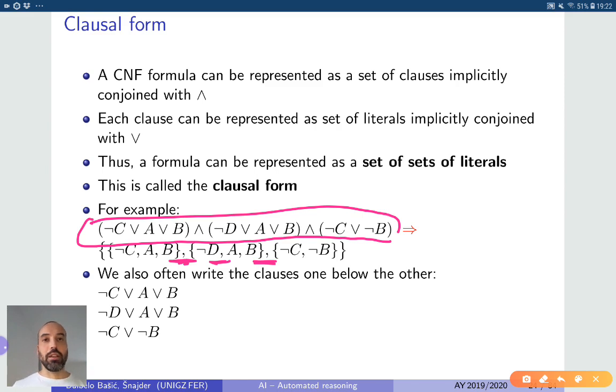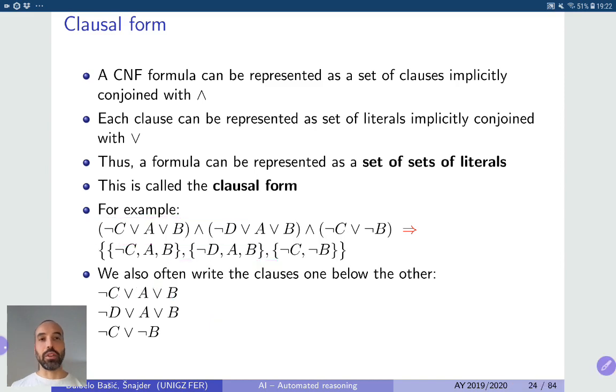Typically, when we do inference manually, we'll actually prefer this form where we write the clauses one beneath the other. Implicitly, we explicitly have the OR operator written down, but the AND operator is actually implicitly assumed to hold between the clauses. And that's the form we're going to use most of the time.